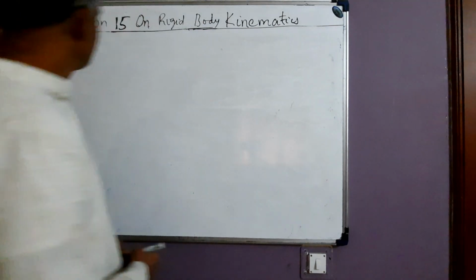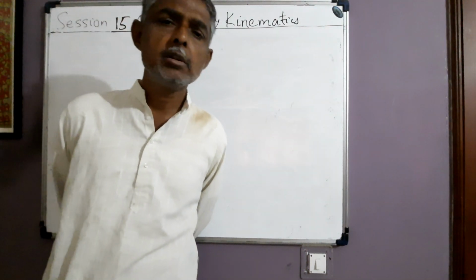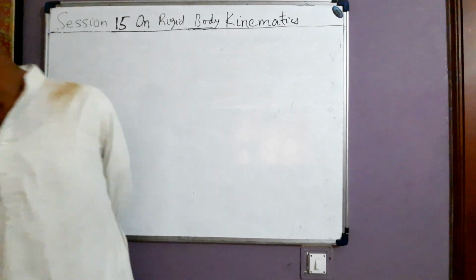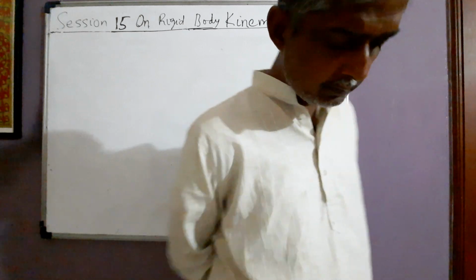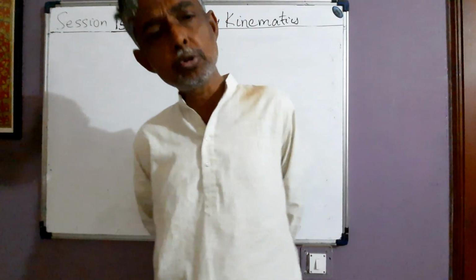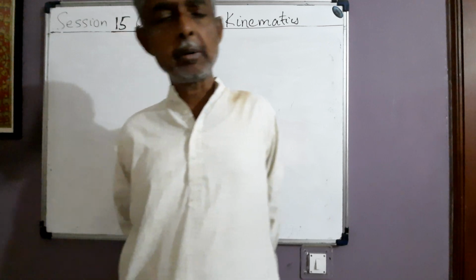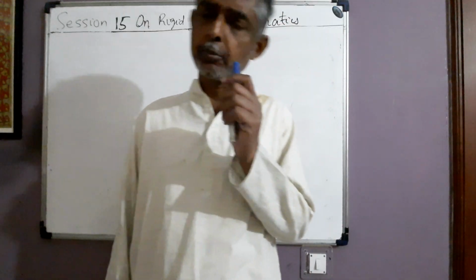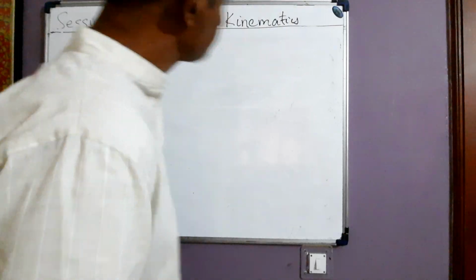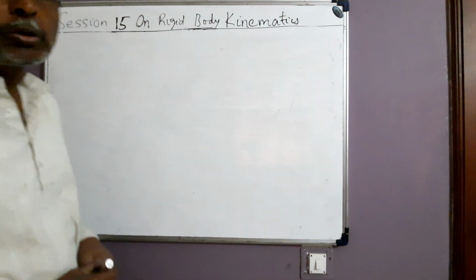First, we'll define what is rolling motion. Then we'll say that there are two types of rolling motion: rolling with slip and rolling without slip. And then we'll define both these types of rolling motion from a mathematical point of view, in terms of kinematical conditions of velocities of the contact points. Then we'll take up numericals on this topic. So first, we'll define what is meant by rolling motion.